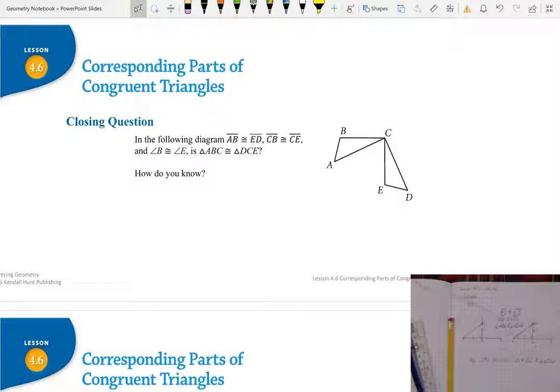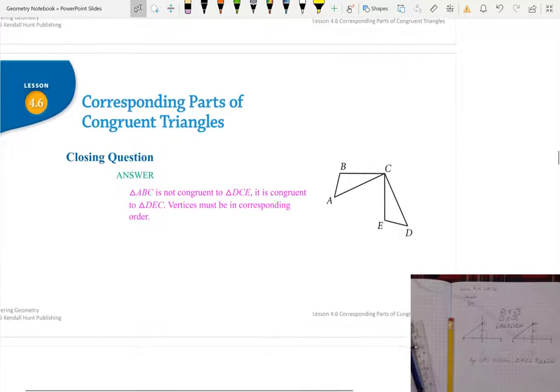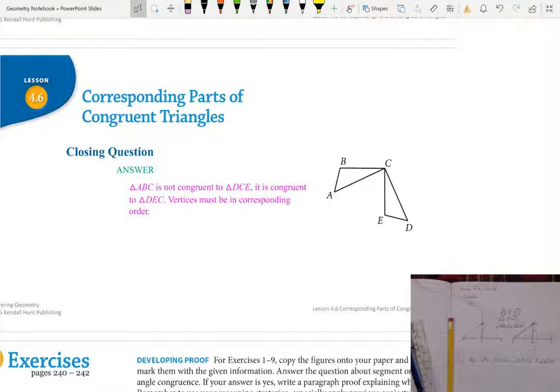Closing question. In the diagram, AB is congruent to ED, right? So AB is congruent to ED, CB is congruent to CE, and angle B is congruent to angle E. Are the triangles congruent? Well, it sure looks like they are. It looks like SAS, side angle side. But it says they're not congruent. Why not? The vertices must be in corresponding order.